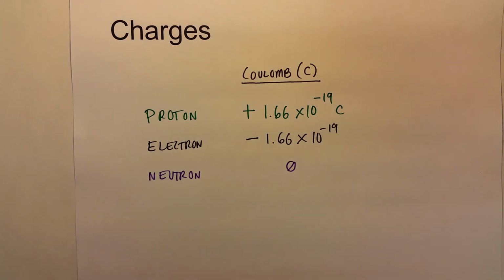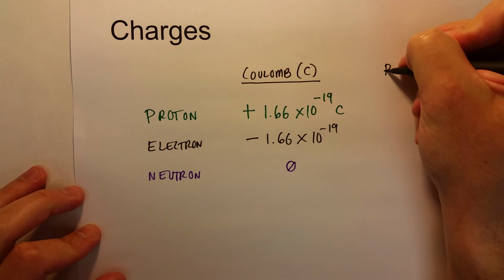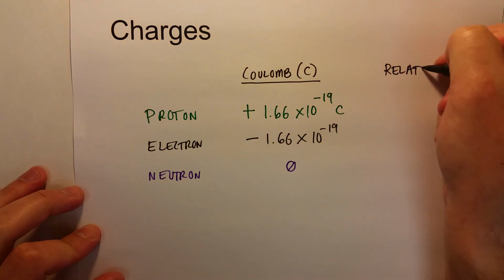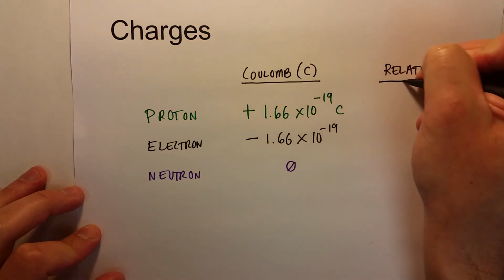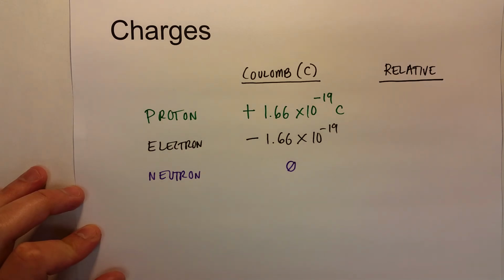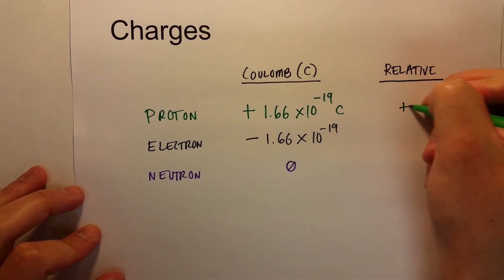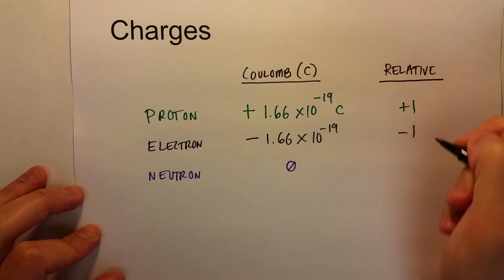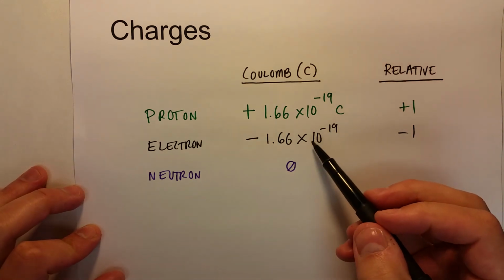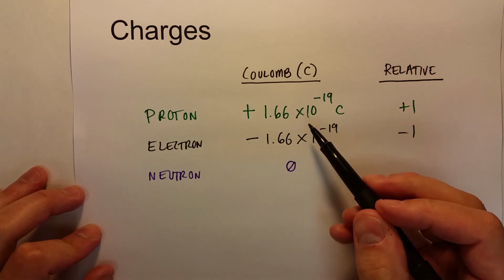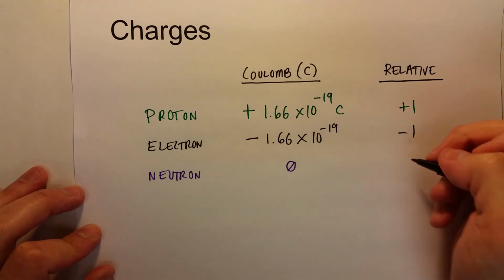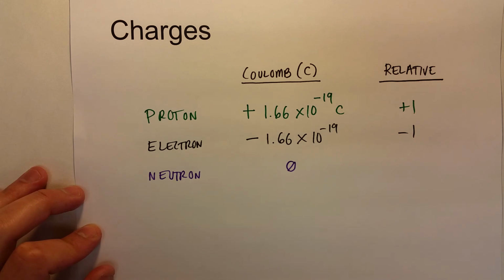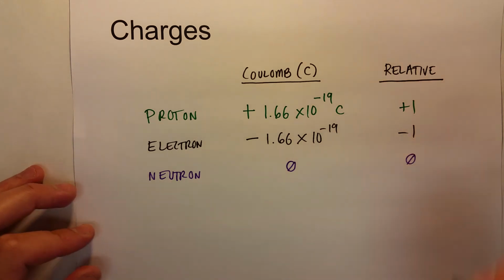That is the absolute measured charge of the proton and electron, but we also want to talk about this usually in just relative terms. So when we talk about the charge of the proton, usually we just refer to it as a +1, and the electron as having a -1 charge. And of course that's relative. The actual measured charge is the coulombs. And the neutron still comes in at 0 for a charge.